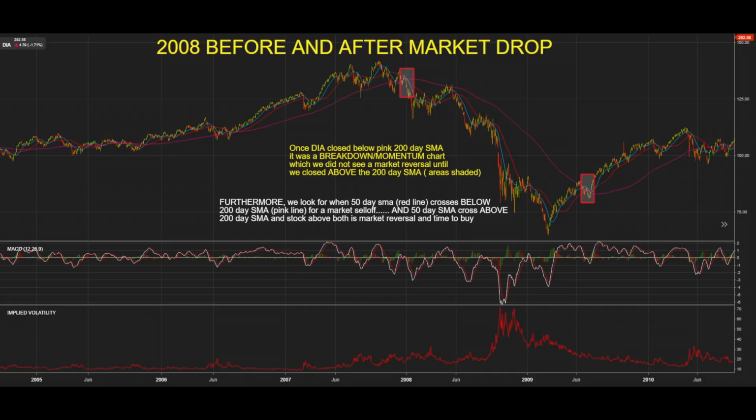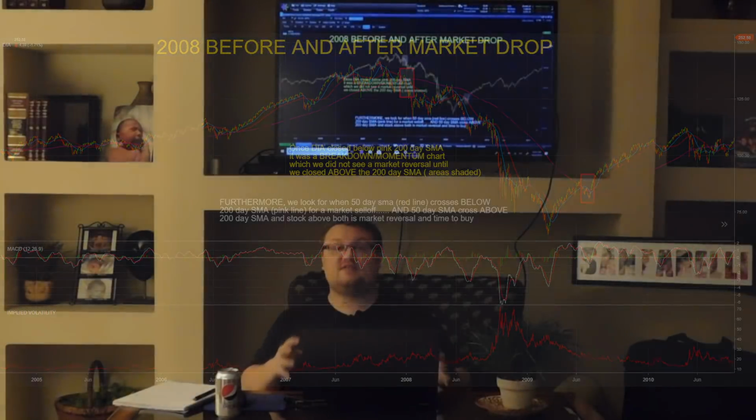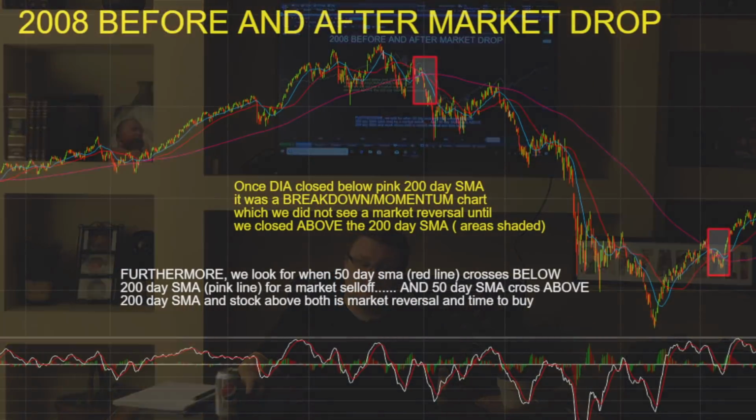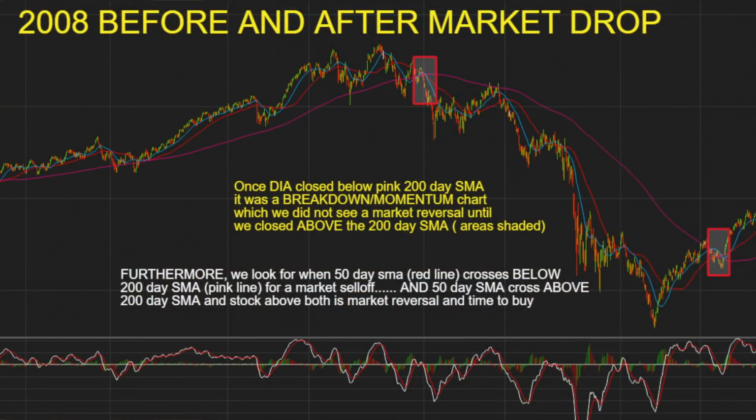Here is how the Dow looked right before the 2008 financial collapse and then right after it started to recover. So as you can see here, this is 2008 before and after the market drop. What I want us to focus on here is the SMAs, okay, the simple moving averages. Specifically, the 200-day SMA, that's the pink line right here. And then the 50-day SMA, that's the red line right here. And I want you to notice this.